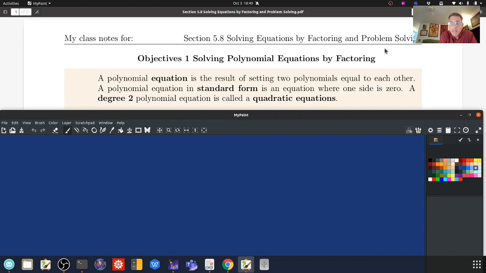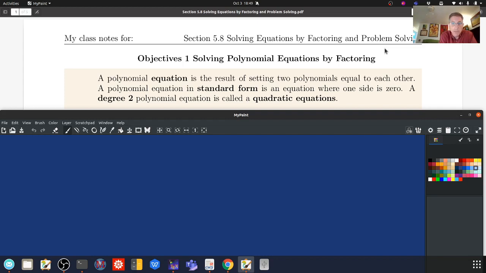The point being here, we're going to be solving degree 2 polynomials. Not linear polynomials, like x plus b is equal to c. Those are really easy. Those are how we started the class off. Now we've graduated to degree 2 polynomials.